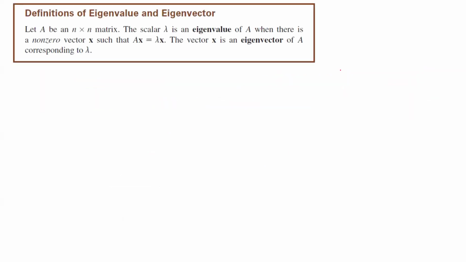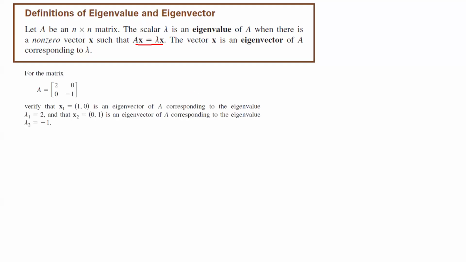The definition of eigenvalue and eigenvector. Let A be an n by n matrix. A scalar lambda is an eigenvalue of matrix A if there is a non-zero vector x such that Ax can be written as lambda x. The vector x is an eigenvector of A corresponding to lambda.